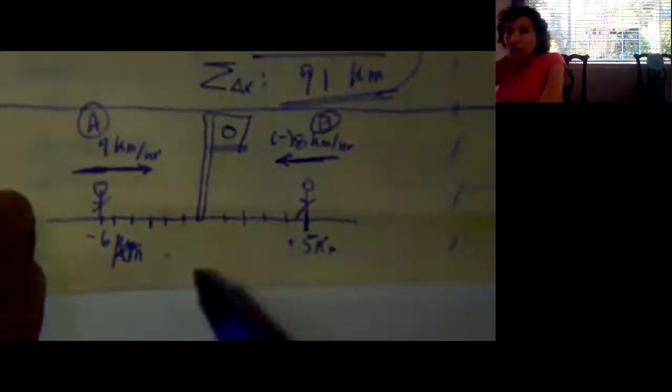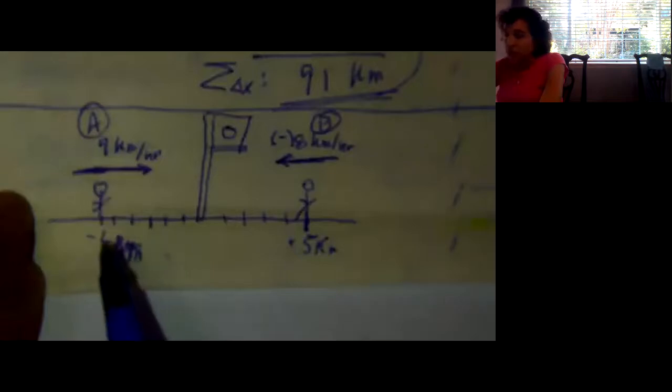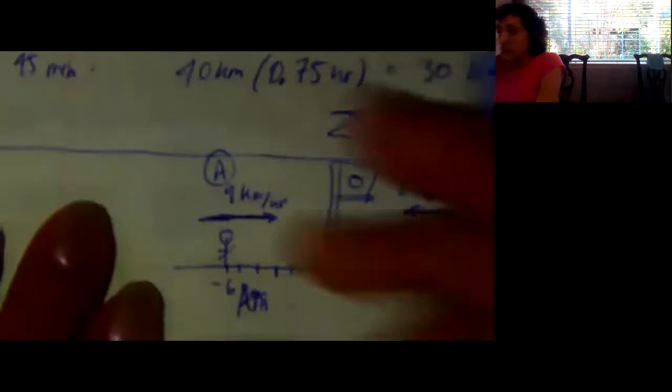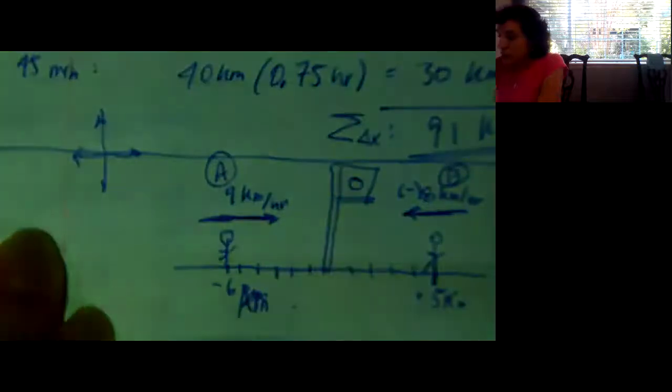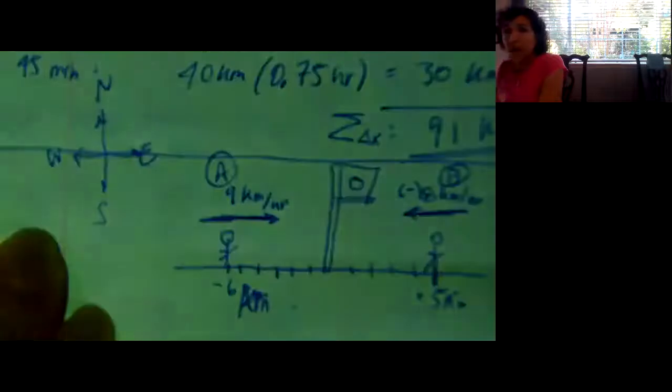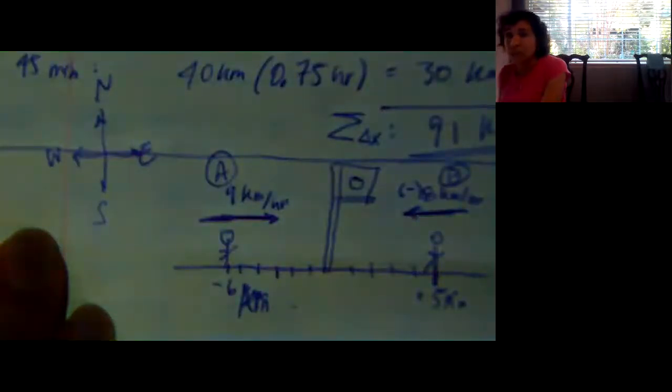And I decided to call this guy runner A, the one to the left, because he said it was to the left, wasn't it? Let's read it again. As runner A is initially 6 kilometers west. Okay, it didn't say west, it said to the left. Fine. So just for you guys who haven't memorized this yet, but you will when you're driving, if north is up, then you know south is at the bottom, and then it spells WE. So west is to the left and east is to the right.